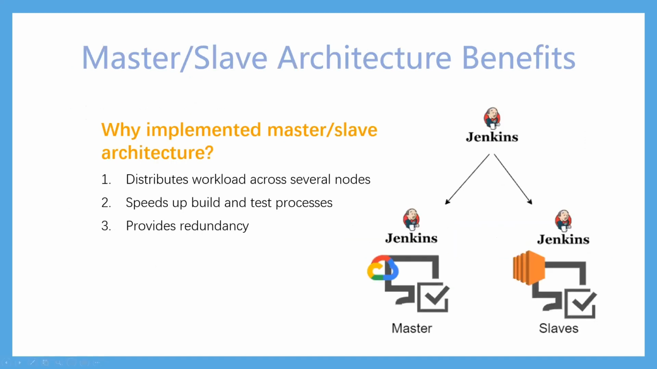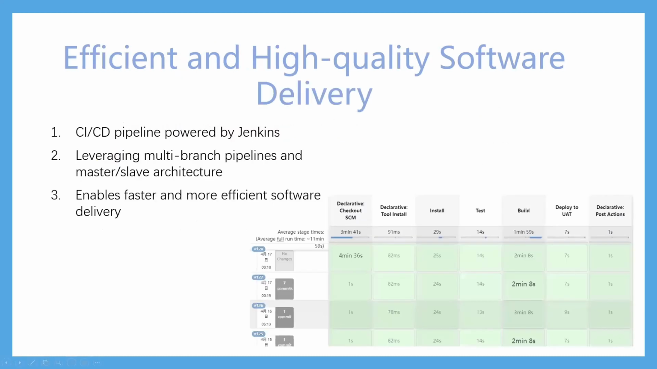And lastly, we deploy our master server on GCP, and the slave is deployed on EC2. By employing multiple build slaves, we can distribute our workload across several nodes. This not only speeds up the build and test process, but also provides redundancy in case one of the nodes goes down. Our CI/CD pipeline, powered by Jenkins and leveraging multiple branch pipeline and a master-slave architecture, enables us to deliver high-quality software faster and more efficiently.